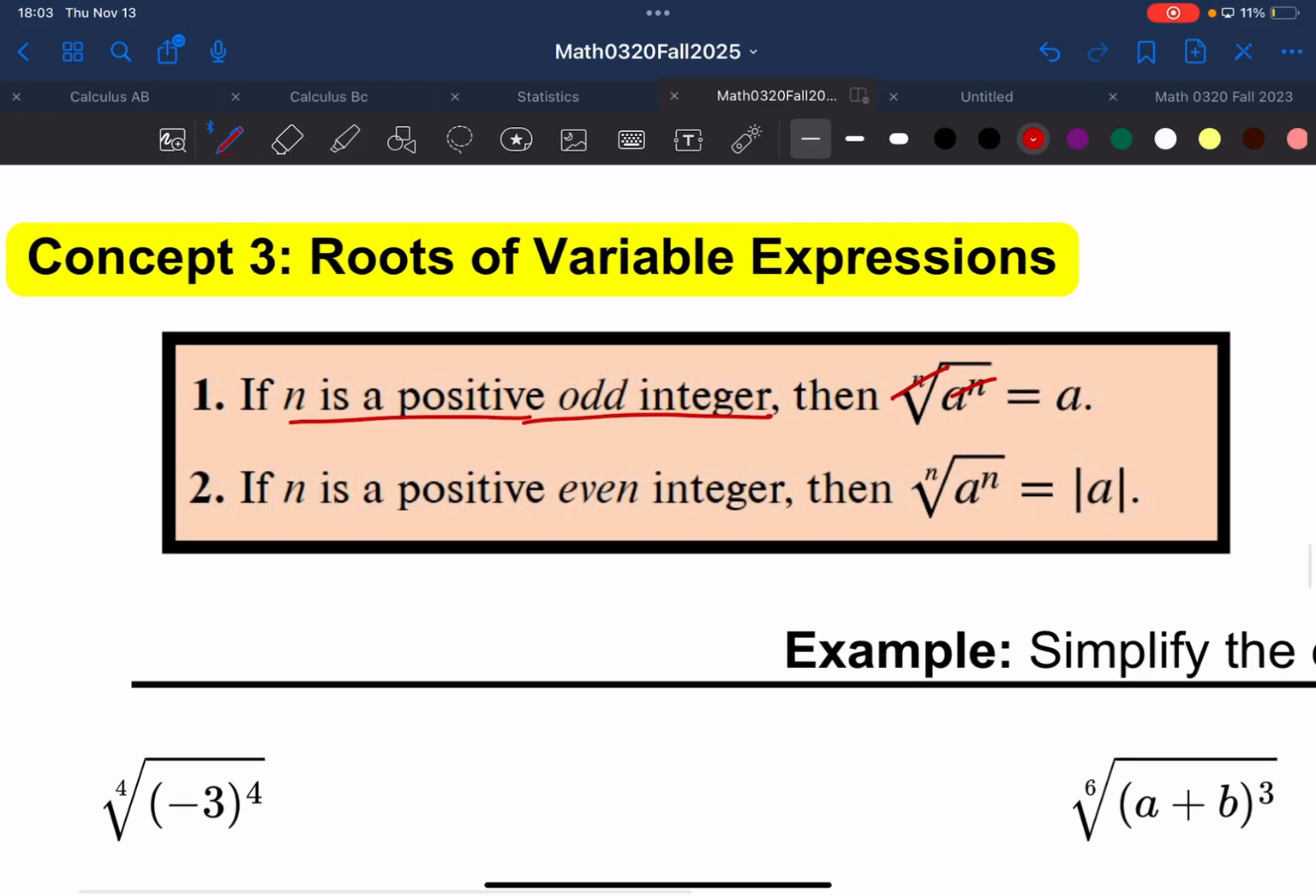Okay. If n is positive and even, they still cancel out, but we have to equal it to the absolute value of a. Because if it's an even integer, remember, can we have a negative inside of the square root? Like, for example, if we had the 4th root, could we have a negative inside? No, so that's why we have to make sure our answer is the absolute value of a, because absolute value guarantees there's no negatives. Okay.